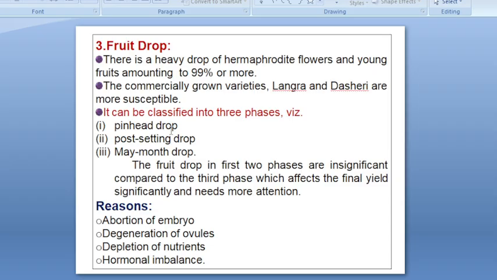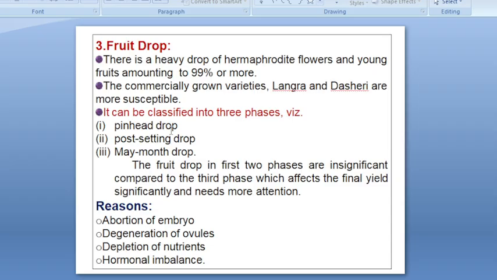Pinhead drop, that means when the fruits are very small or minute in size. Post setting drop is almost at the pea stage. When the fruits are at pea stage or more than that, during that time there will be dropping. Mango hopper drop, this is when the fruit is almost ready for harvesting. That is one severe type of problem.